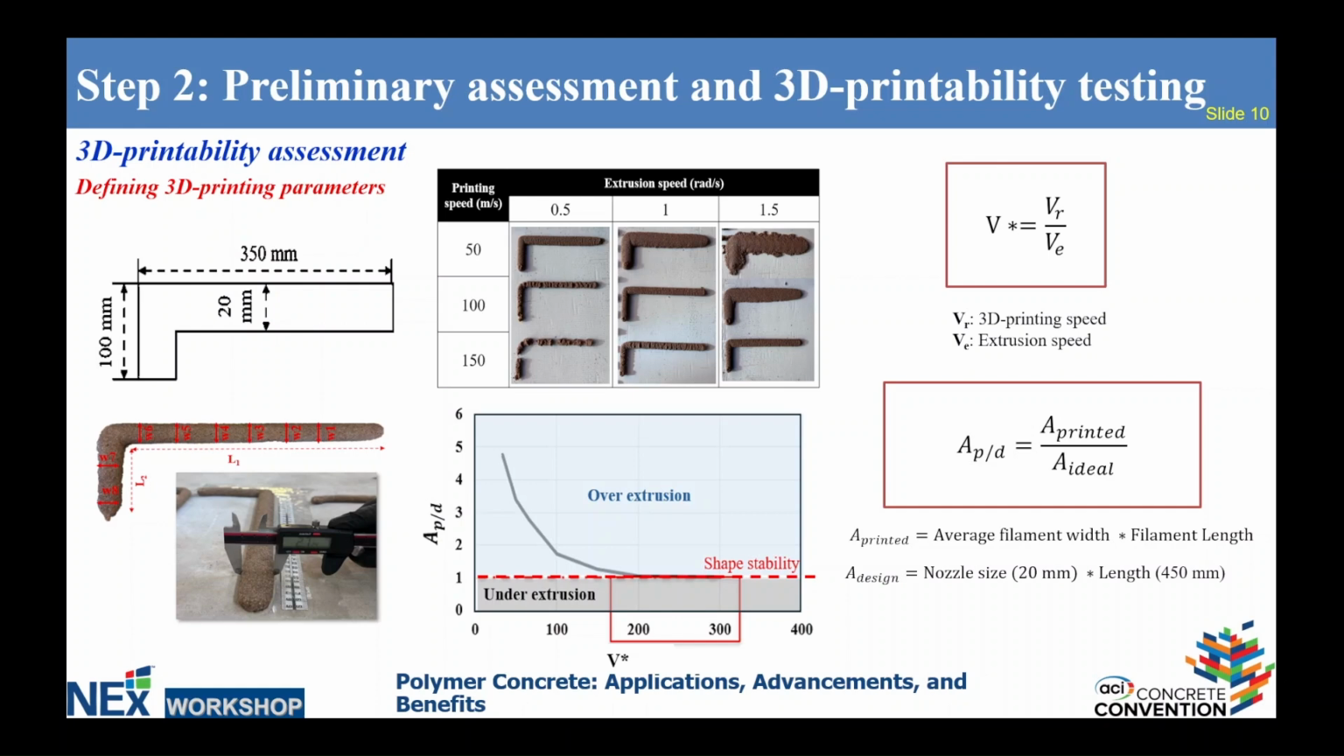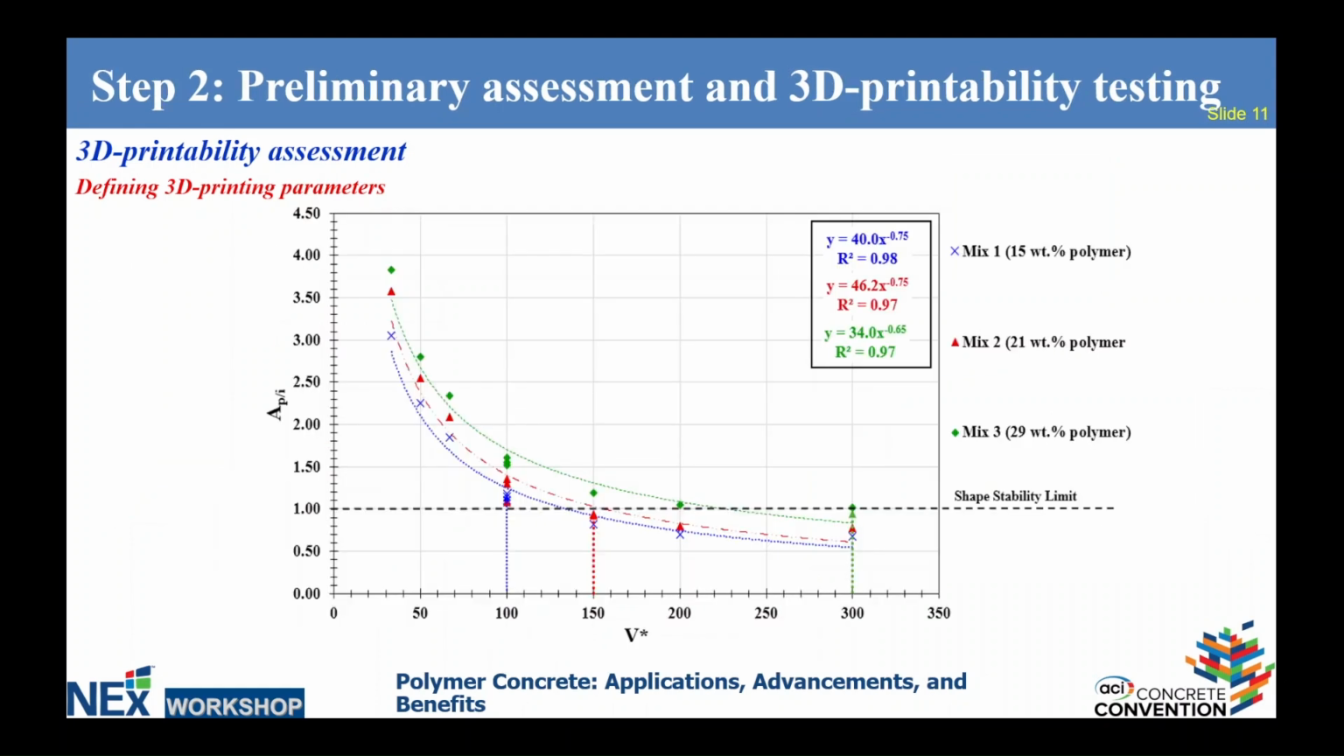So we got a ratio of the printed filament, the actual one, and the ideal designed one. A ratio equal to 1 means that I have shape stability, above 1 is over-extrusion, below 1 it's under-extrusion. So we had a plot between the different mixes, the 4 mixes that fit into the box, and we can select their printing speed and extrusion speed where they are closer to 1.